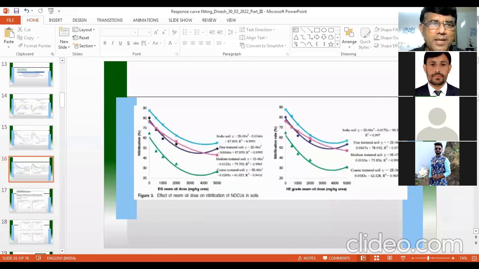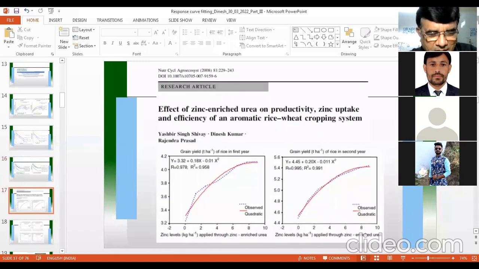So see, there can be a negative relationship also. See this paper. On the x-axis we have different levels of zinc. On the y-axis you have grain yield. In both figures, the years are different, first year and second year. Here you can see that this blue one is your observed data, from the field. And this red line is the fitted regression line, which is written here as quadratic. It is quadratic regression.